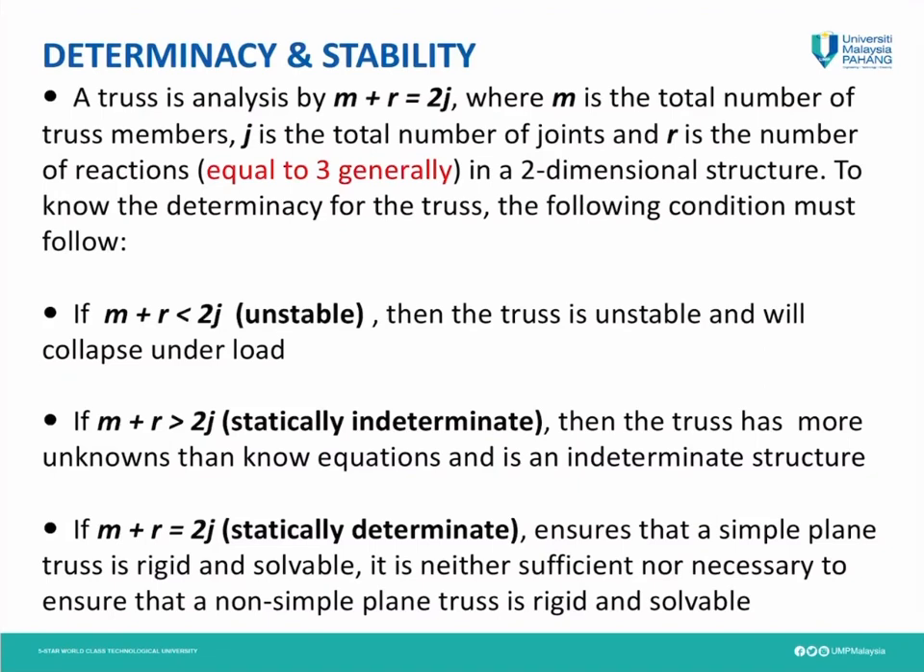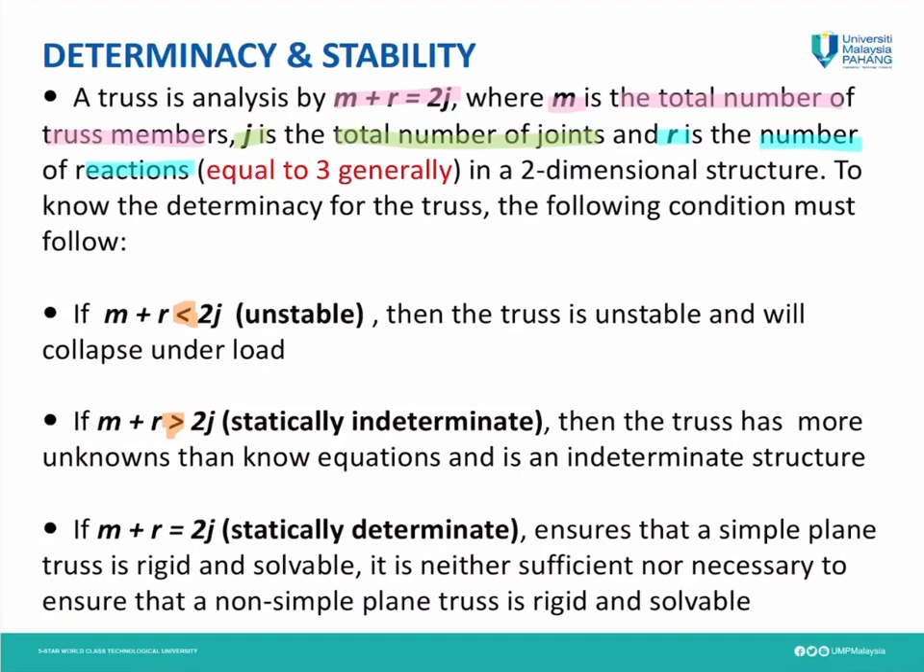In order to do that, you have to remember this formula, which is M plus R equal to 2J, where M is the total number of truss members, J is the total number of joints, and R is the number of reactions, normally equal to 3 for the structure. If we find the value of M plus R less than 2J, our truss is unstable and will collapse under load. However, if our M plus R is more than 2J, that is statically indeterminate.